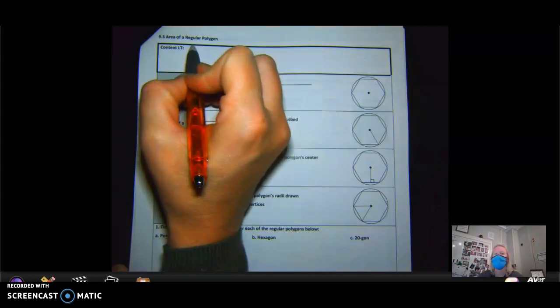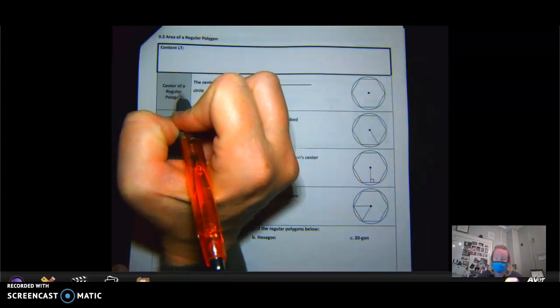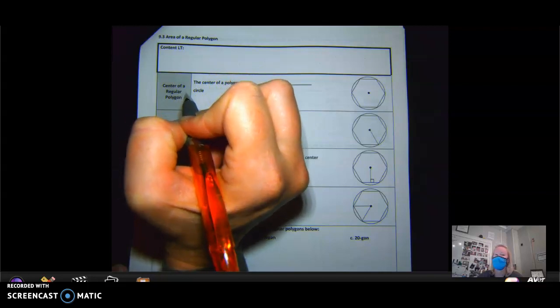What makes a polygon regular? Let's start there. Yep, all sides and angles are equal.